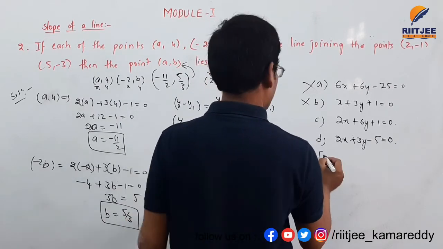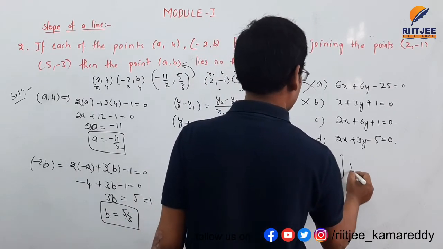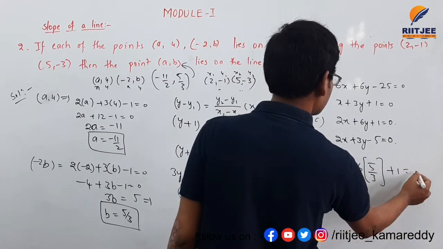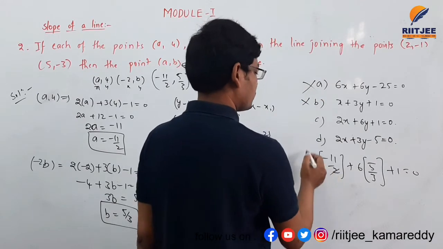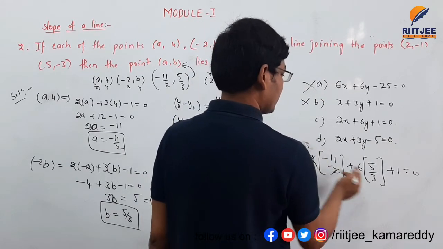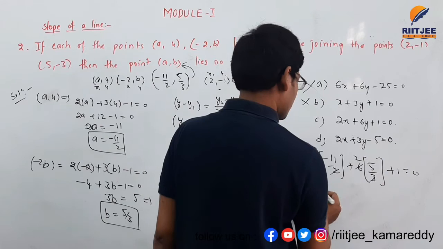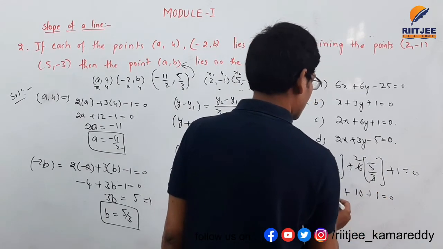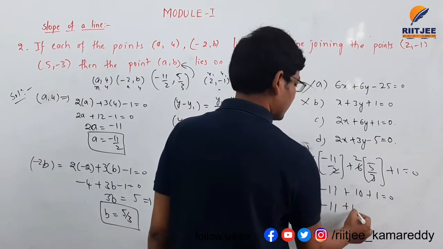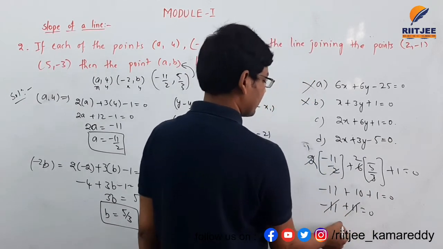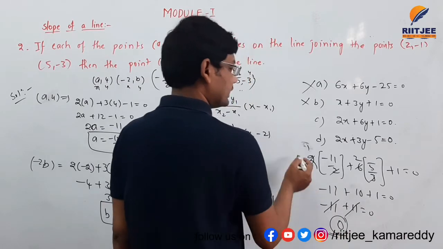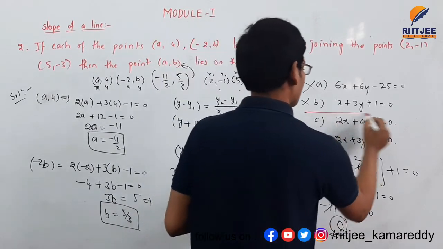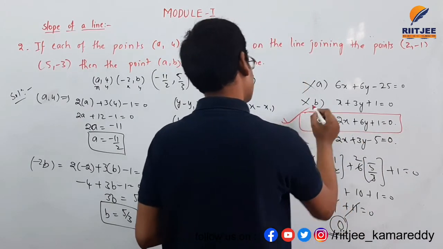2 into minus 11 by 2, and plus 6 into 5 by 3, plus 1 is equal to 0. This is the third option. Minus 11 plus 10 plus 1 is equal to 0. Minus 11, plus 11, gets cancelled, this is 0. This point satisfies option C here. So this is the answer for this question.